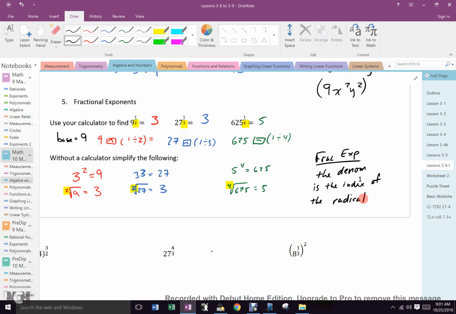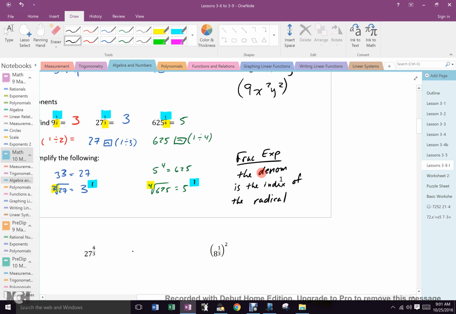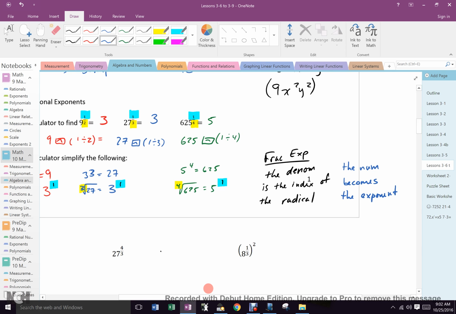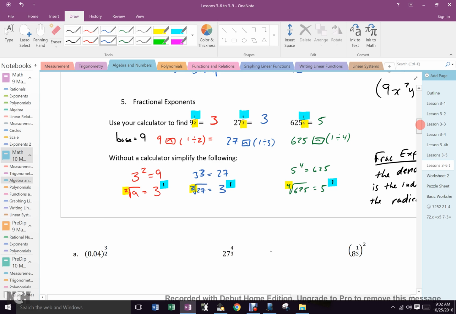Now you guys are smart kids. What exponent is supposed to live right there that we don't write down? 1. Agreed? What do you notice about all of the numerators up there? They're 1. So what does that tell you about the numerator? If the denominator becomes the index, what does the numerator become? The exponent. Does everybody see that? Everybody understands? Okay, so let's look and see how that helps us.